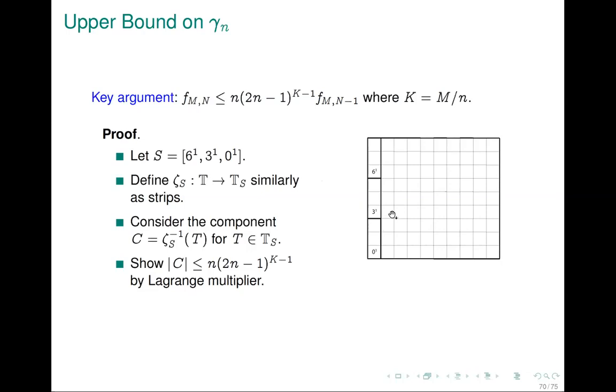Before, we considered the map zeta 0. Here similarly we define zeta s, and it also introduces a component c, and we try to show that the size of c is less than or equal to this quantity, using a Lagrange multiplier. It turns out to be a maximization problem, and we try to solve it using a Lagrange multiplier. But maybe I'll skip it.